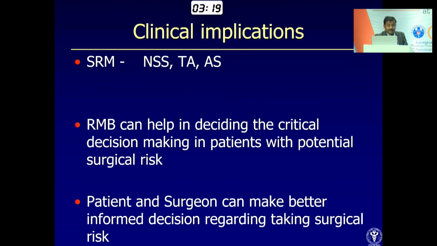So finally, the clinical implications. As you all know, for the small renal mass, the typical treatment is either nephron-sparing surgery, thermal ablation or active surveillance. Renal mass biopsy can help in critical decision making in patients with potential surgical risk. Say, for example, a patient 80 years of age with significant medical comorbidities, with a tumor of less than 3 centimeter size, when both the surgeon and the patient are in a dilemma whether to go ahead with a partial nephrectomy or to keep the patient under surveillance. Till today, we used to rely only on imaging to decide whether to put this patient on surveillance or to give an active treatment.